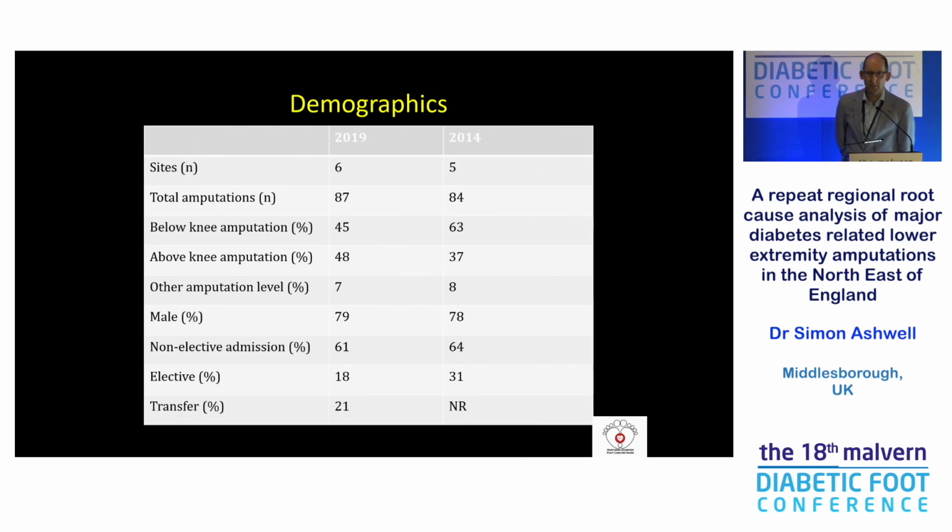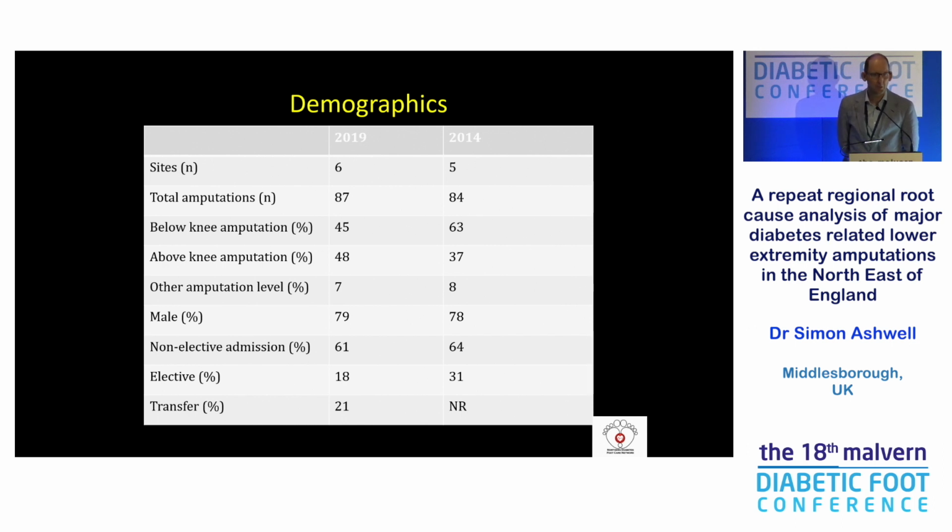In 2019, we had 6 sites in the North East involved compared to 5 in 2014. We looked at a similar number of amputations, which was 87 in total. There was a slight change in the level of amputations comparing 2019 to 2014. In 2014, there was about 2/3 below knee and 1/3 above knee, and that became closer to 50-50 in 2019.